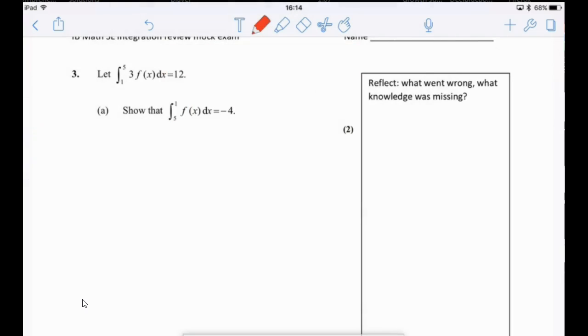So it says that they have an integral here, a definite integral. It's a definite integral because it goes from x equals 1 to x equals 5. You actually evaluate the integral as a number. You don't just write it as a function. And so it says that if you take 3 times this function and you take the integral and then you evaluate it at x equals 1 to x equals 5, you get 12.